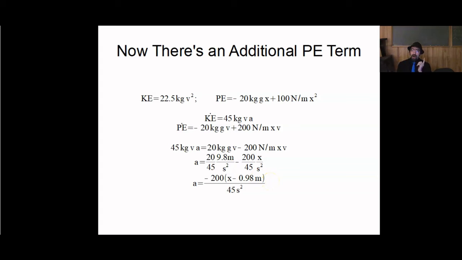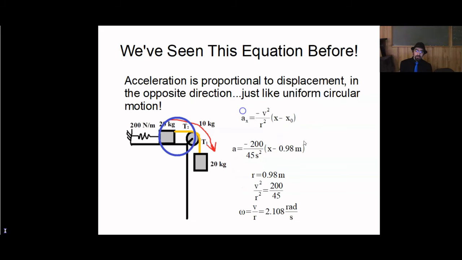There's one other situation where you saw acceleration being proportional to distance from a certain point and in the opposite direction. We've seen it in uniform circular motion, specifically when you're looking just for the x-coordinate or y-coordinate of the force or acceleration in uniform circular motion.